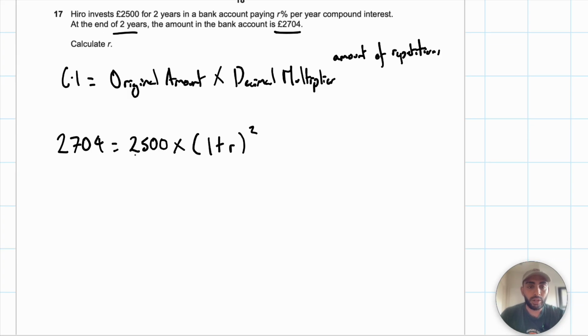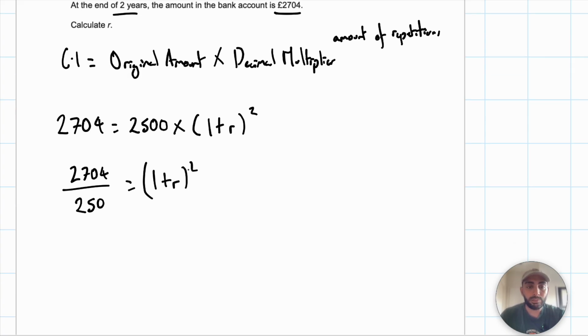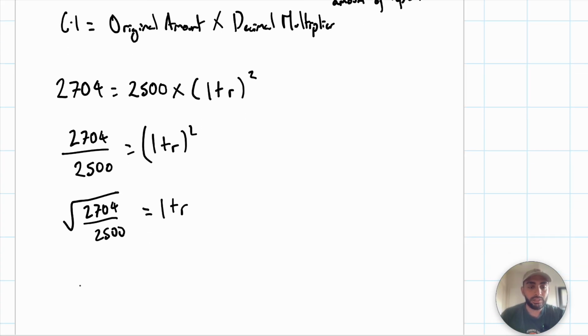So right now, the right-hand side is being multiplied by this 2,500, so I'll move that over. 2,704 divided by 2,500 equals 1 plus r in bracket squared. The right-hand side is being squared, so I'm going to square root both sides. That gives me the square root of 2,704 over 2,500 is equal to 1 plus r. And then take away 1 from both sides. So the square root of 2,704 over 2,500 minus 1 is equal to r. This will tell me the decimal that's being added on here.